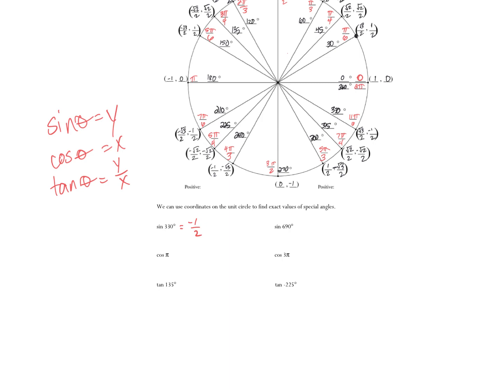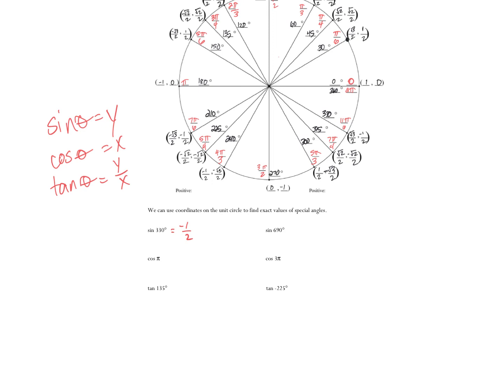So I go to pi radians, and I say, what is the x coordinate? It's -1, so the cosine of pi is -1. All right. Now, tangent takes a little bit more. Not a lot of it, a little bit more.